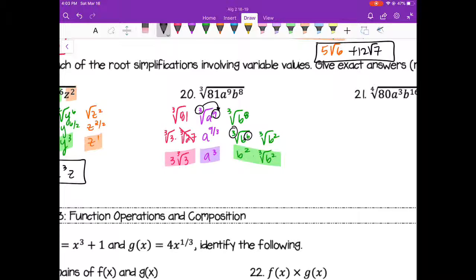Everything outside of the radical gets combined along with everything inside. So we've got 3a cubed and b squared all outside of the radical times the cubed root of 3b squared.